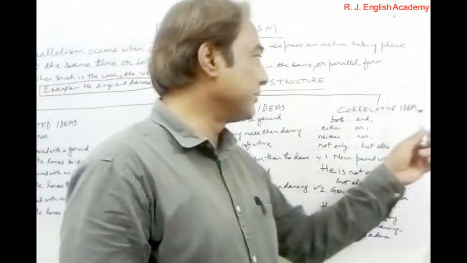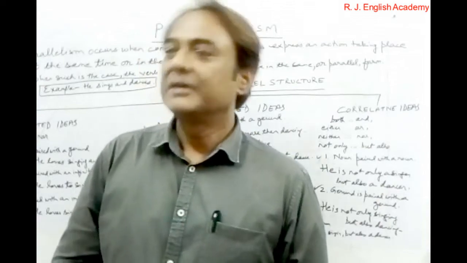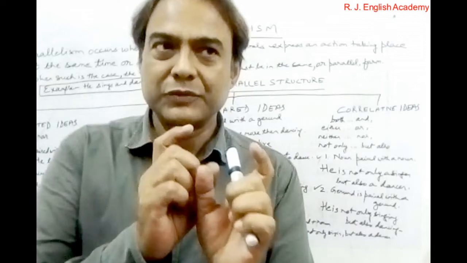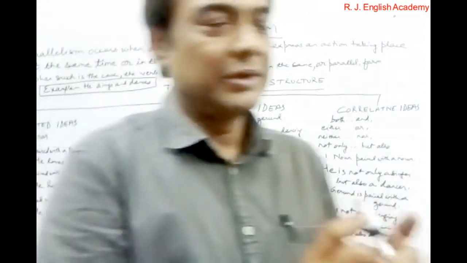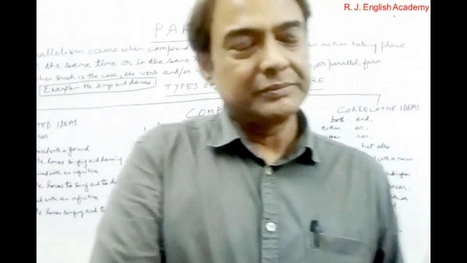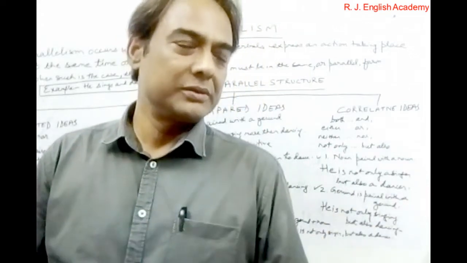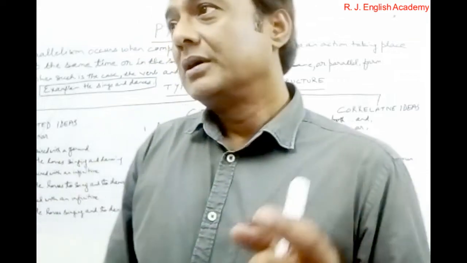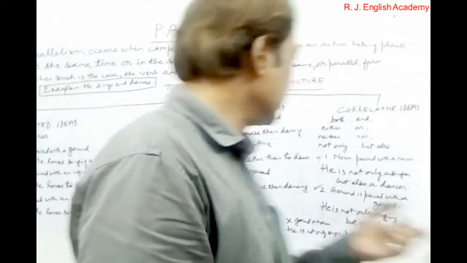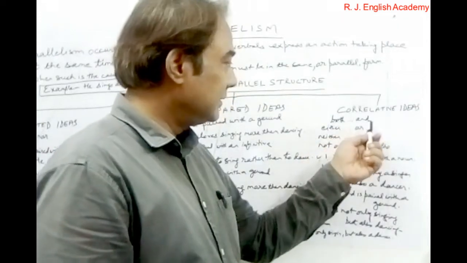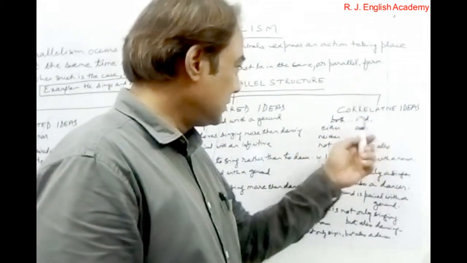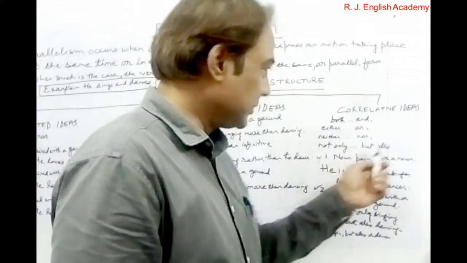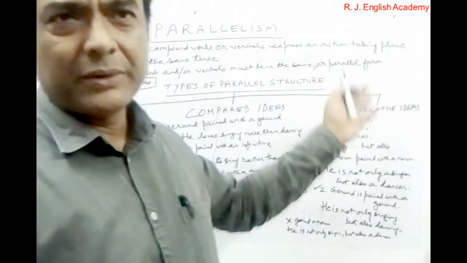Now we come to correlative ideas. Correlative ideas are two ideas which are correlated, and we join them with a correlative conjunction. Correlative conjunctions: either or, neither nor, if then, but also, both and, not only but also. There are many more correlative conjunctions.